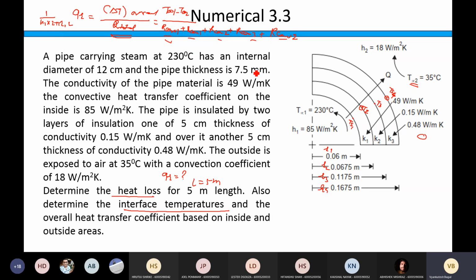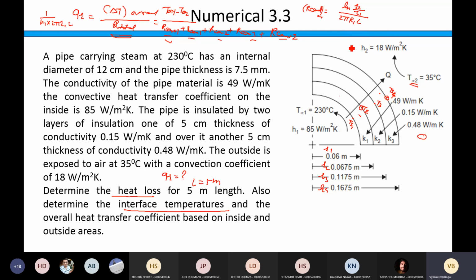Then second is the conduction resistance of layer 1. So how do you write the conduction resistance of a cylinder? R conduction of the cylinder is equal to Ln of next radius R2 by R1, previous radius, divided by 2 pi K1L, right? So similarly for the other two layers. It will be Ln R3 by R2 over 2 pi K2L, and for this layer Ln R4 by R3 over 2 pi K3L, right?